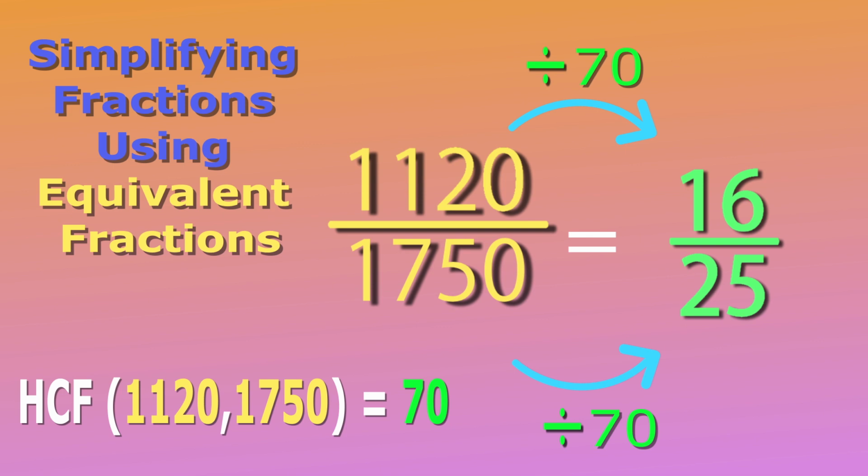When simplifying fractions, you are simply reducing them to an equivalent fraction with the smallest possible numerator and denominator, and that's what 16 over 25 is, the simplified version of 1120 over 1750.